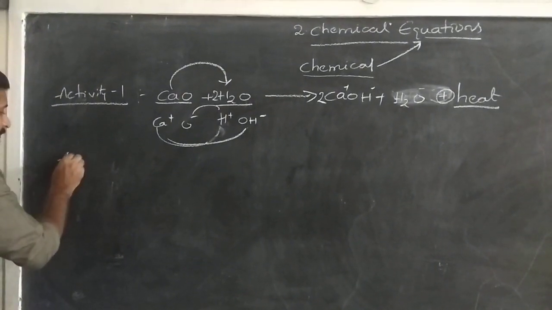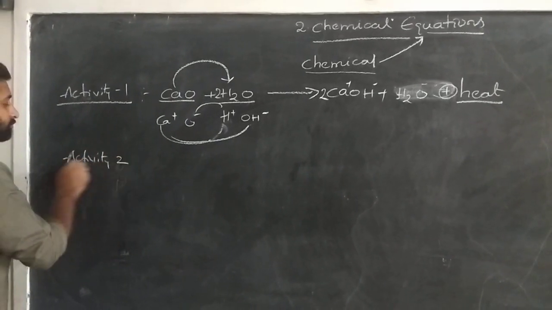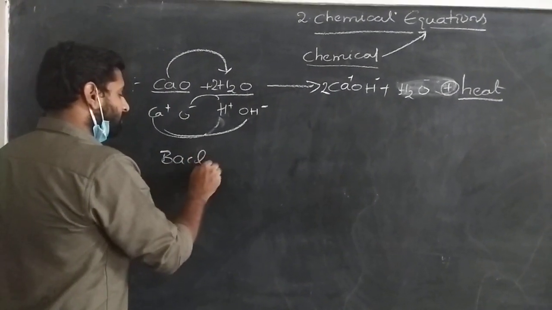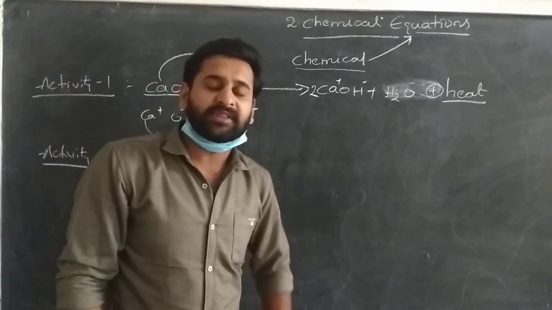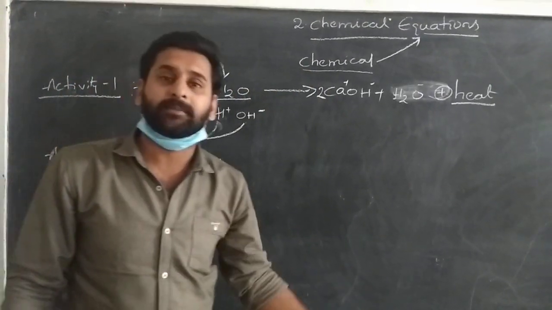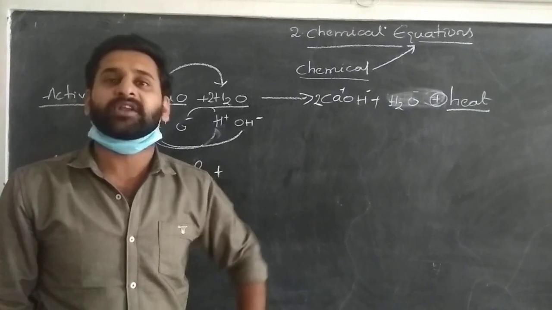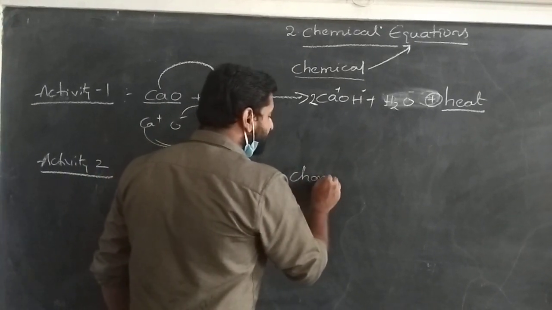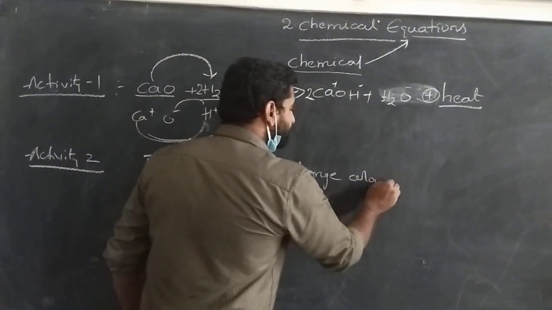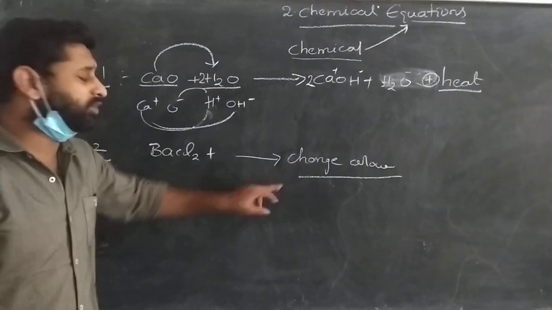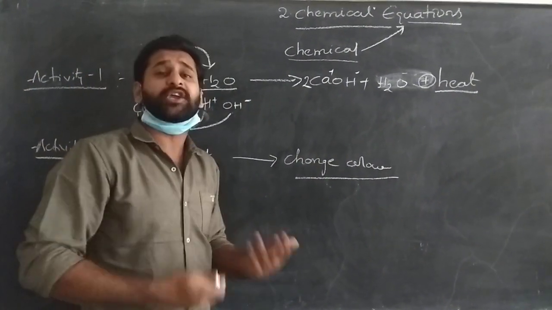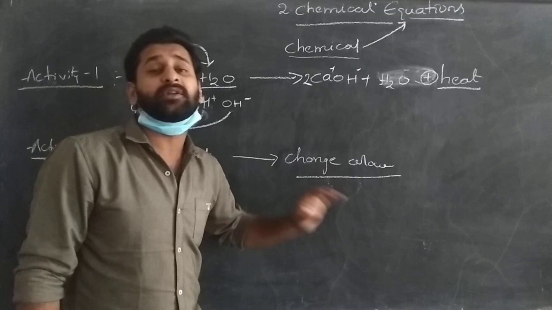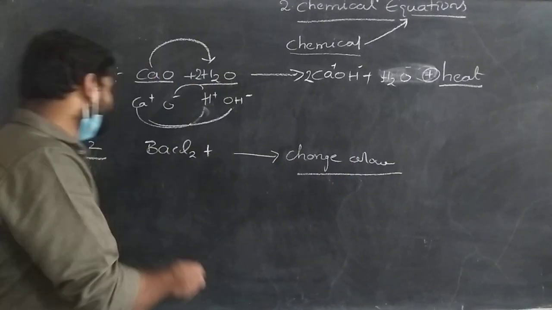When we come to activity number 2, what is it? Simple. Barium chloride, BaCl2, is reacted with any other chemical, like NH3 or Na2CO3, any chemical, then the precipitate changes color. The color will not be the same at any one particular point. The color is going to change, it will not be fixed at one position. Let's come to your activity number 3.